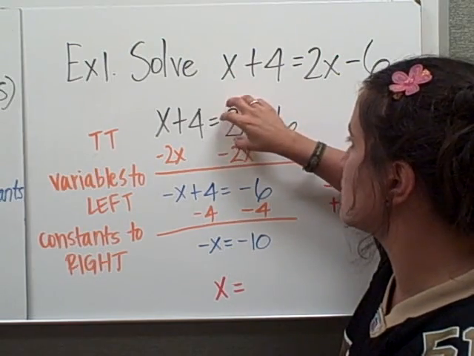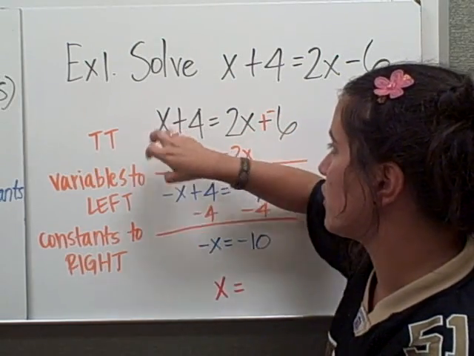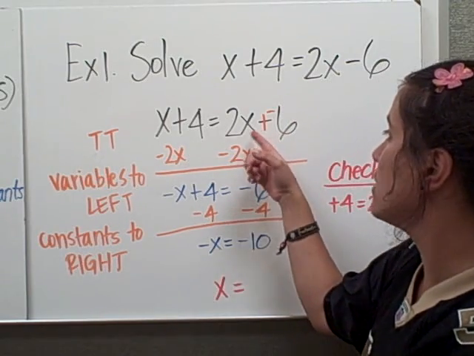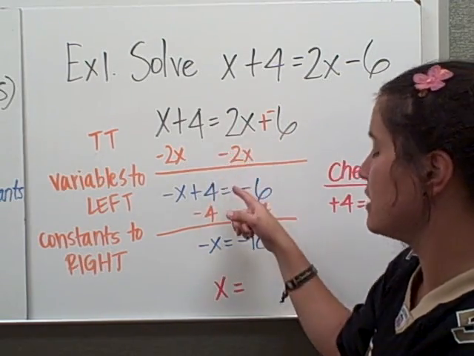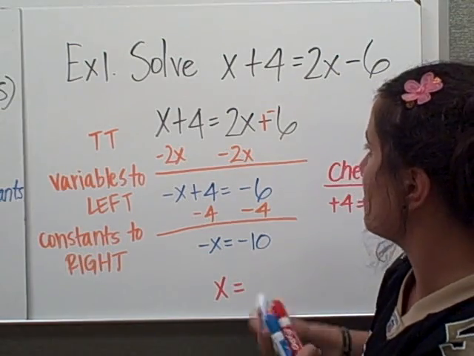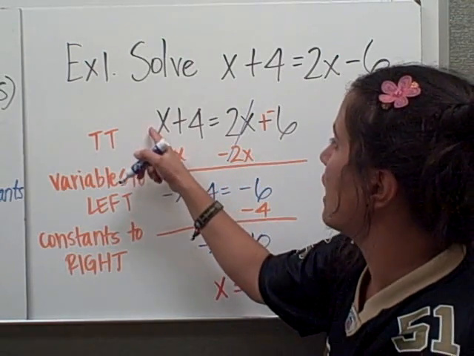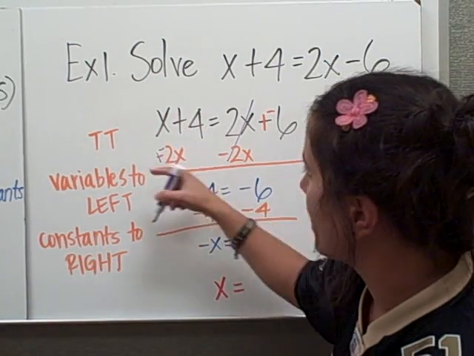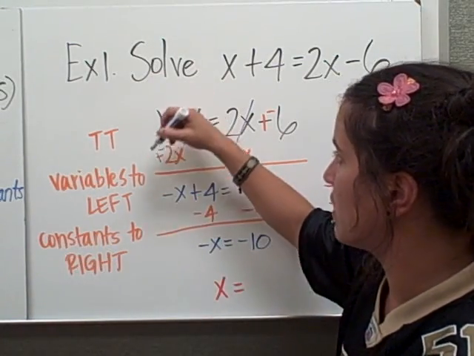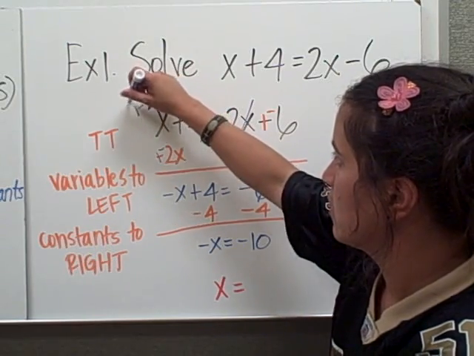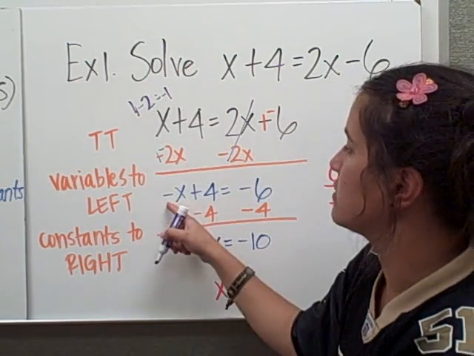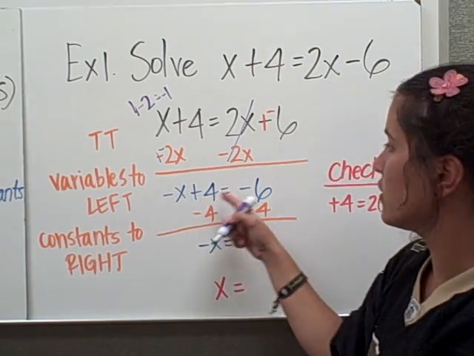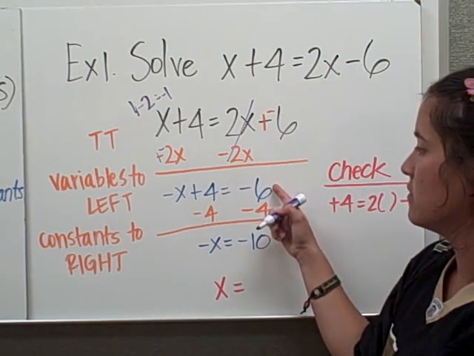In order to take this 2x and move it over, I have to inverse the operation. This is a plus 2x, so I'm going to minus 2x away. And when I minus 2x, I get x minus 2x, so I touch twice, and that is a negative x, because that's like 1 minus 2 equals negative 1. So that's where my negative x comes from. I bring everything else down. Plus 4 equals negative 6.